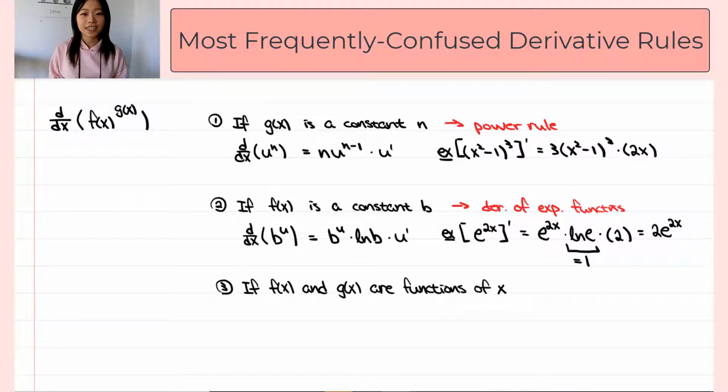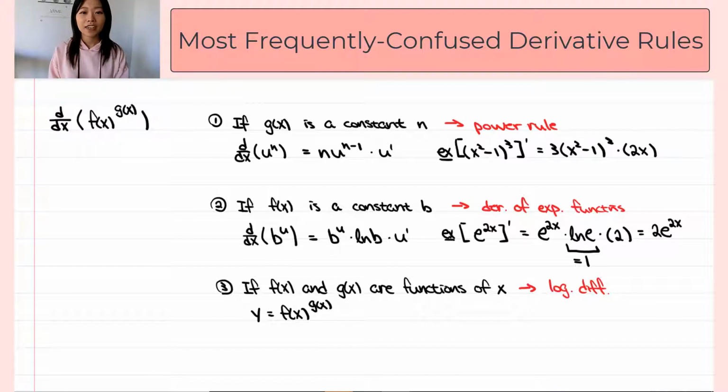In the third case, this is more complicated. That is when both the base and exponent are functions of x. So there is no constant here. And when we have this, we need to use log differentiation. That is, we want to find the derivative of a function of x to the power of another function of x. I have another video on how to use log differentiation. If you haven't watched that video, I'll put the link up there.